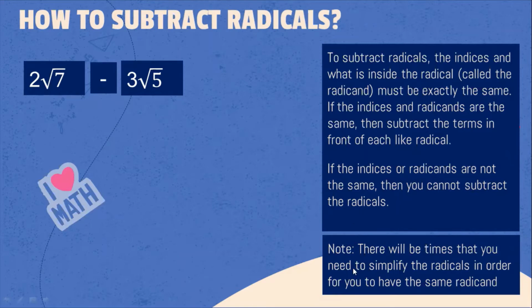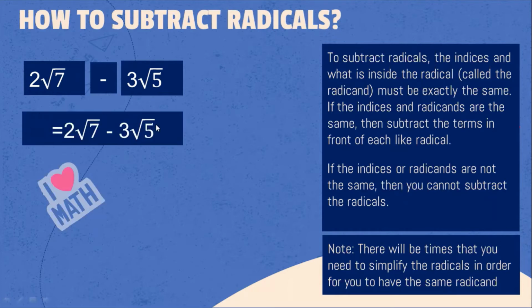But take note of this. There will be times that you need to simplify the radicals in order for you to have the same radicand. Can we simplify the square root of 7 and square root of 5? Okay, no, we cannot because 7 and 5 have factors which are the number itself and 1. There are only two factors for 7. Those are 7 and 1. Even for 5, those are 5 and 1.